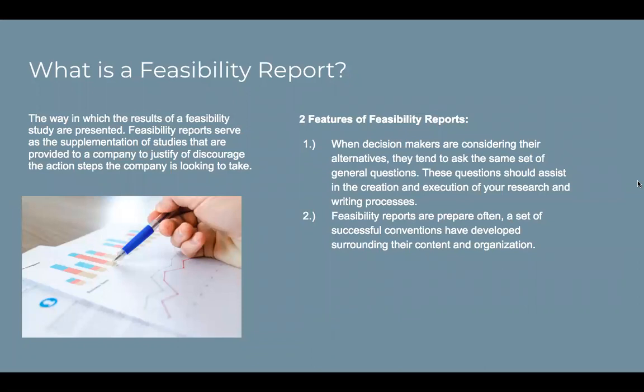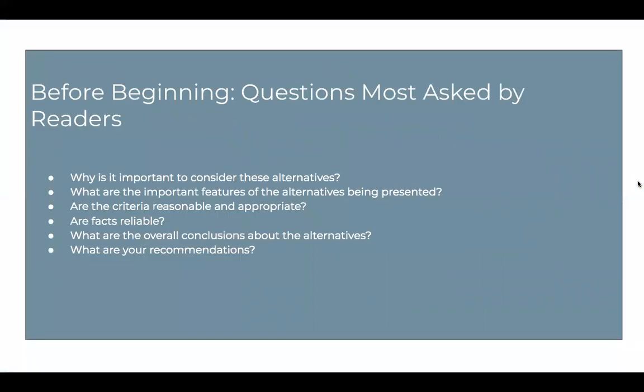So there's going to be two features of feasibility reports that you're going to want to note. The first is that when decision makers are considering their alternatives, they tend to ask the same set of general questions. These questions should assist in the creation and execution of your research and writing processes. And the second is that feasibility reports are often prepared, a set of successful conventions have developed surrounding their content and organization. So likely they're going to be the same styles and formats and things like that every time you're creating one.